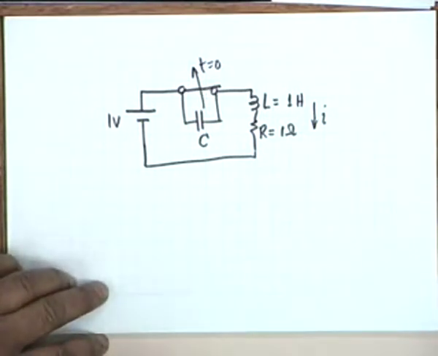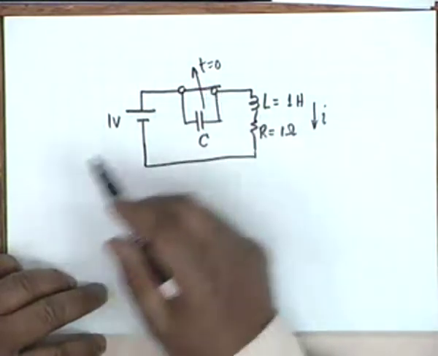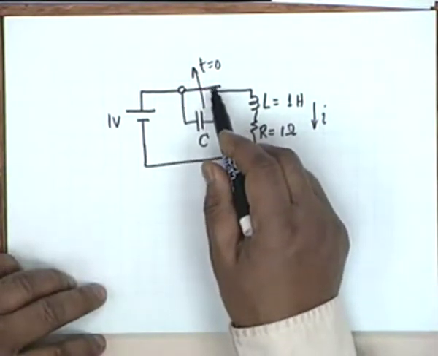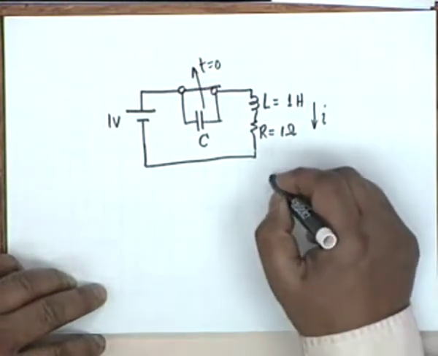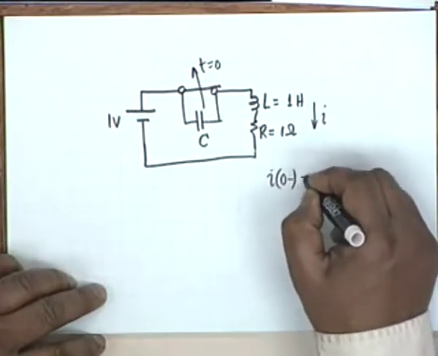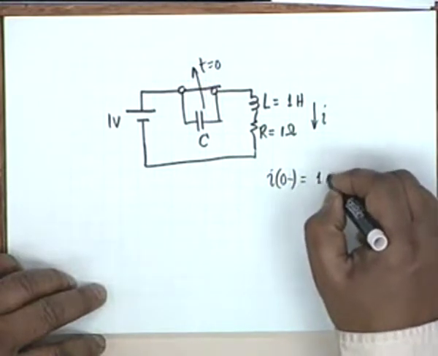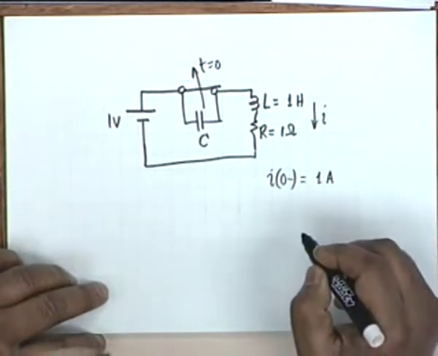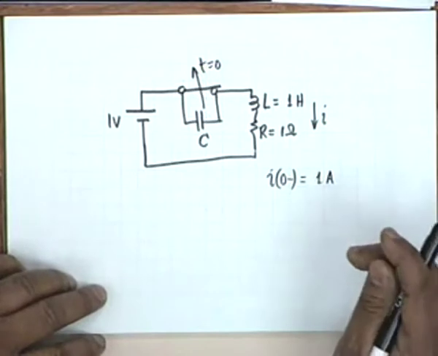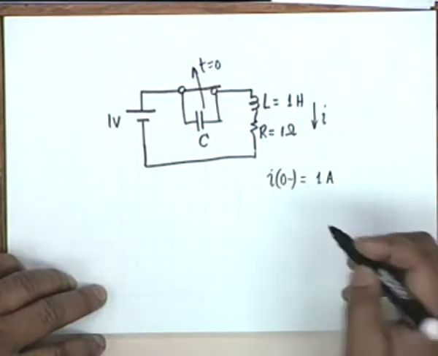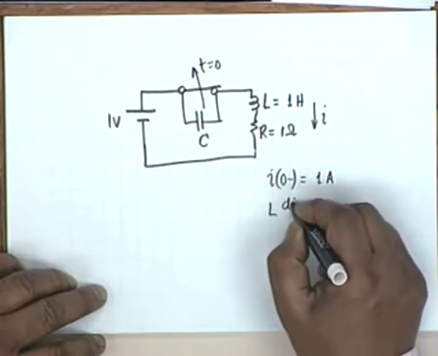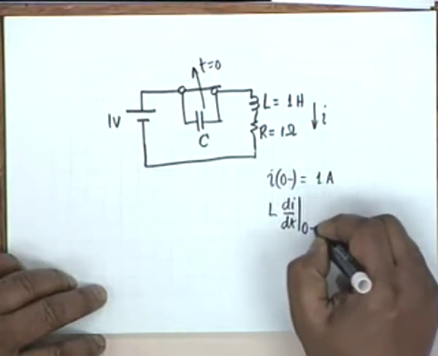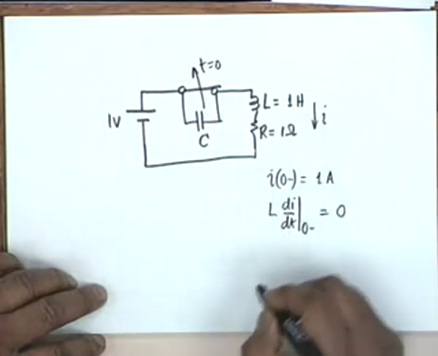You see, for t less than 0, when the switch is there, obviously the current shall be established. I of 0 minus shall be established at 1 ampere, and what is L di/dt at 0 minus? It is 0.